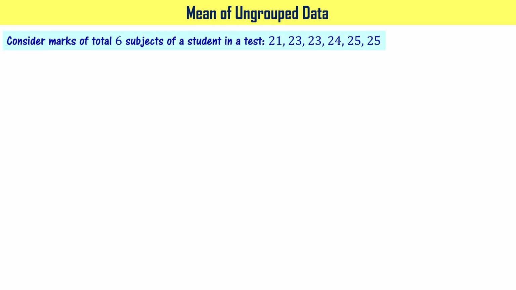Let us learn about mean of grouped data now. Before that, let's quickly recall mean of ungrouped data which we learnt in earlier classes. Consider marks of total 6 subjects of a student in a test are 21, 23, 23, 24, 25 and 25. What is the average mark? To answer this question, statistics, which is a part of mathematics, is going to help you.